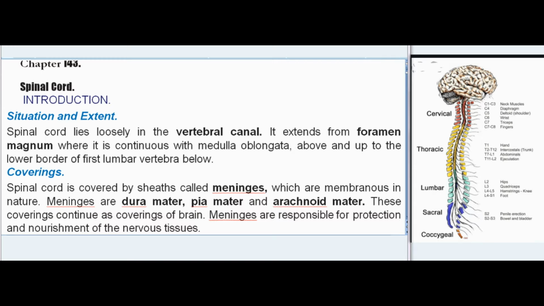Coverings. Spinal cord is covered by sheaths called meninges, which are membranous in nature. Meninges are dura mater, pia mater, and arachnoid mater. These coverings continue as coverings of brain. Meninges are responsible for protection and nourishment of the nervous tissues.